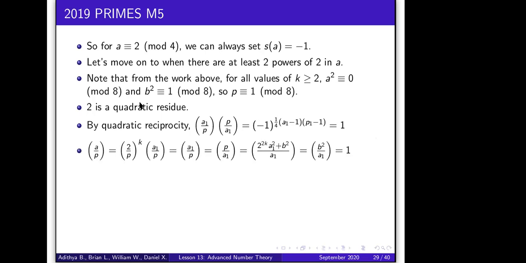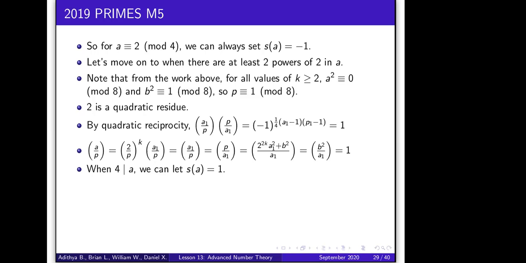So then we can just write (A over P) is (2 over P) to the K, and (2 over P) is 1. And also (A1 over P) is equal to (P over A1) from quadratic reciprocity. And if we substitute for P and take the top part mod A1, this whole thing is equal to (B squared over A1), and B squared is a quadratic residue, so this is equal to 1. So whenever A is divisible by 4, we can let S of A equal 1.